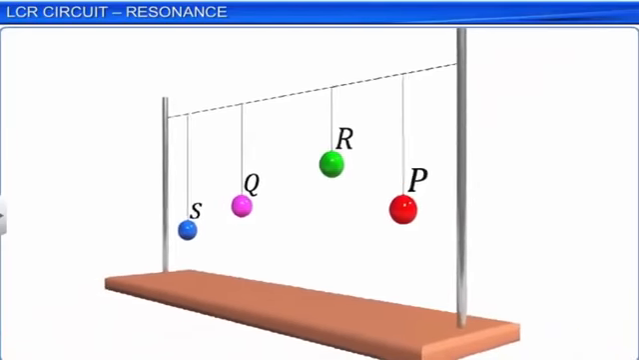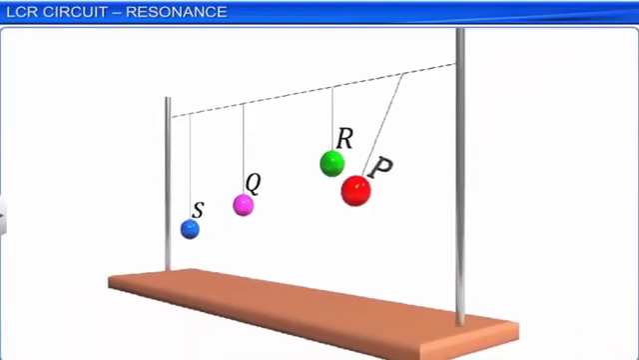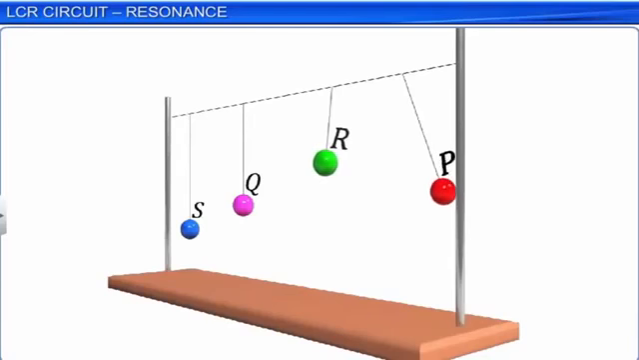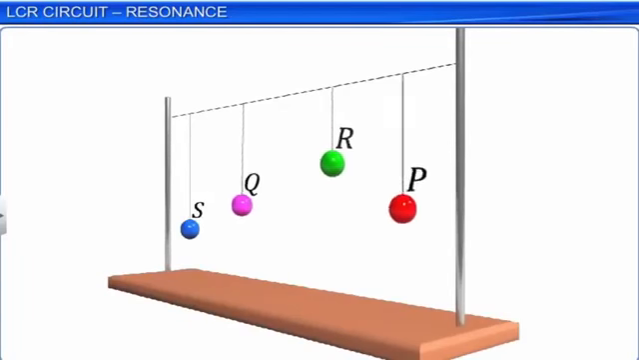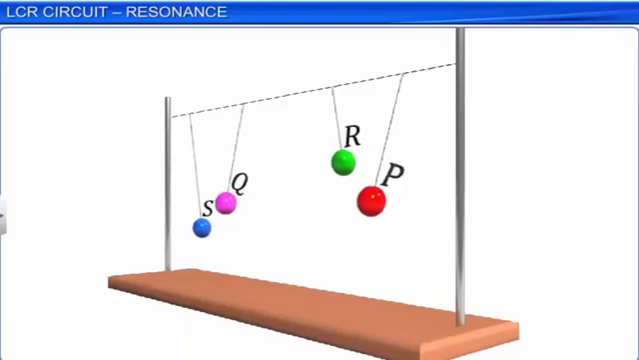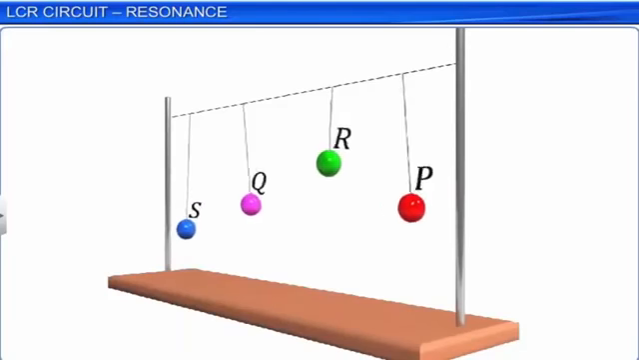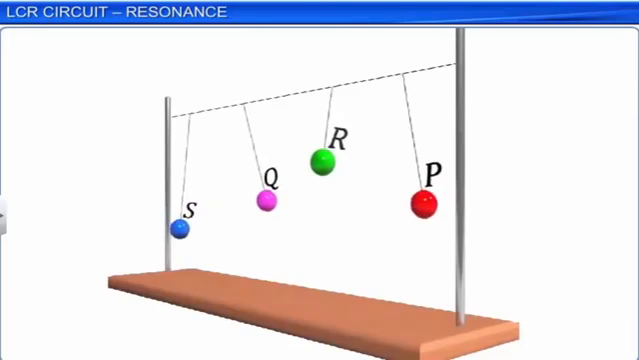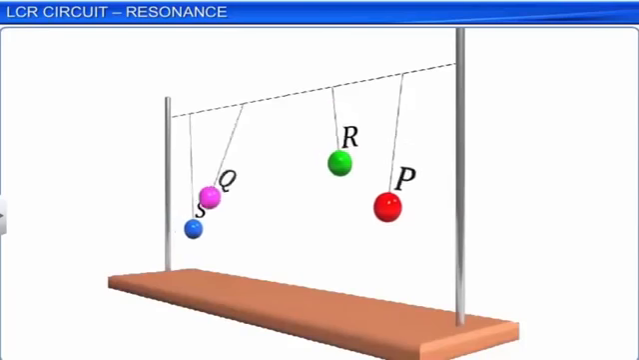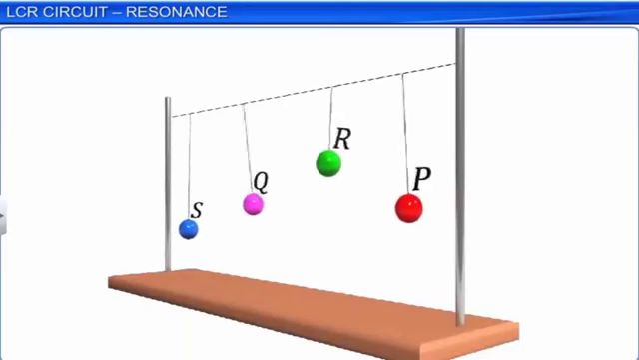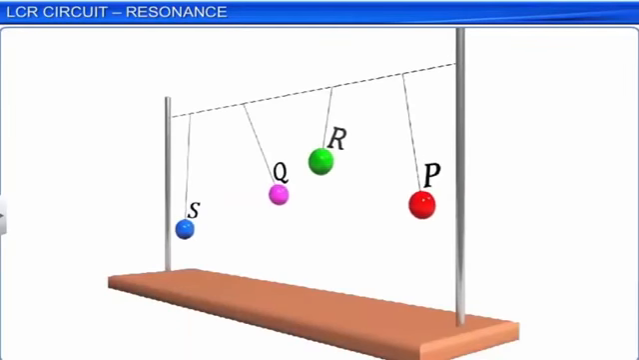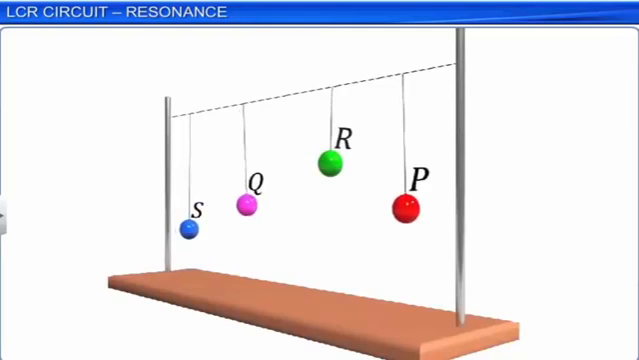When the pendulum P is made to oscillate, after a certain period of time, all the other three pendulums oscillate as well. Here, the oscillation is due to an external force, which is from the pendulum P. Out of the three pendulums Q, R and S, the length of pendulum Q is equal to that of pendulum P.